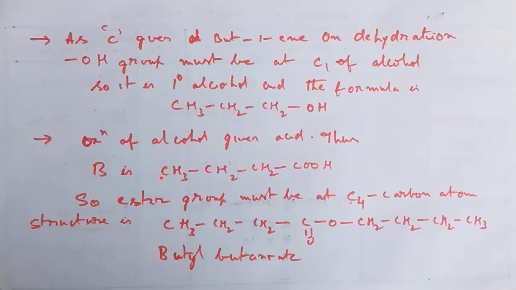Since the original substance has formula C8H16O2, therefore the original substance must be butyl butanoate. This is the ester group.